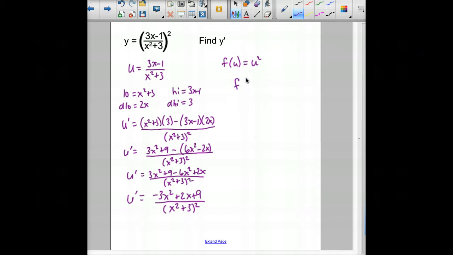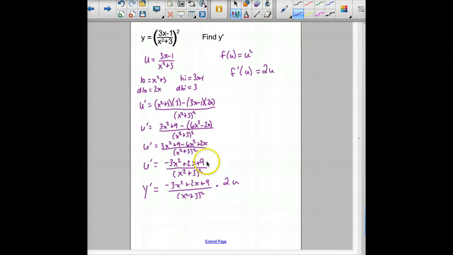Okay, back up here, f of u is u squared, so what's f prime of u? Using the power rule, 2 times u to the first. So our chain rule to get the derivative of our whole function is u prime times f prime of u. And u is this whole big function. So my final answer, 2 times u, over x squared plus 3 times negative 3x squared plus 2x plus 9, all over x squared plus 3 squared.